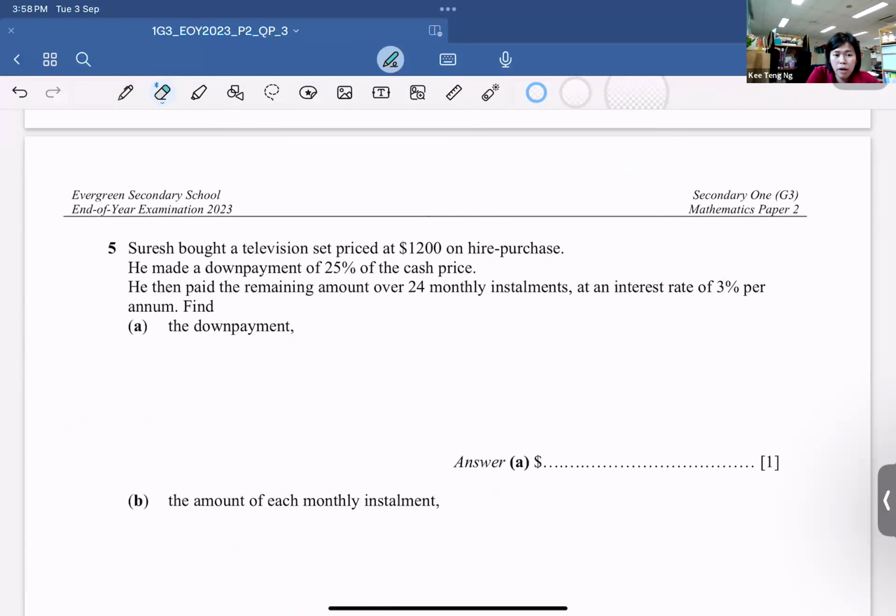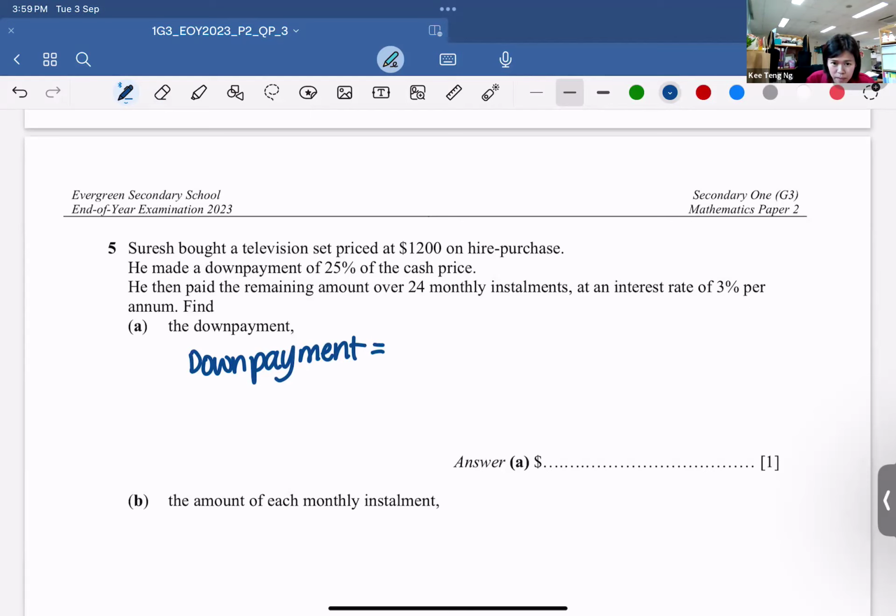Question number 5. Okay, Suraj bought a television priced at $1,200 on hire purchase. He made a down payment. Can anyone help me with the first part of the answer? Down payment. Quick. Last question to end our remedial.